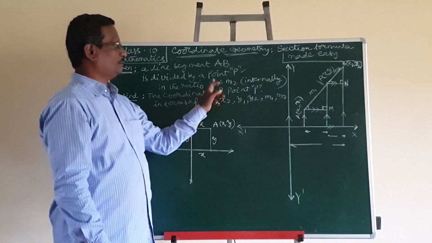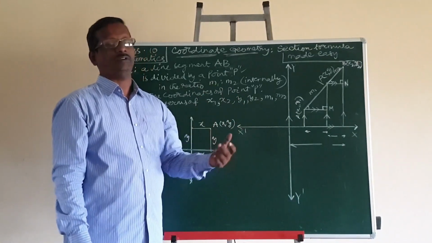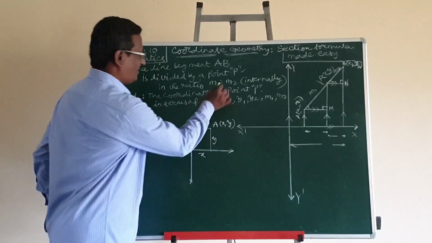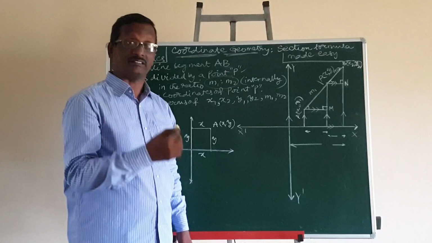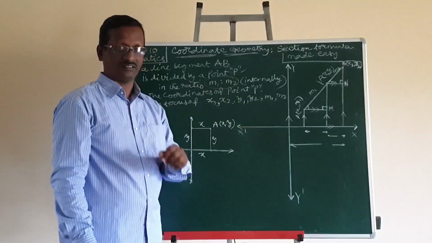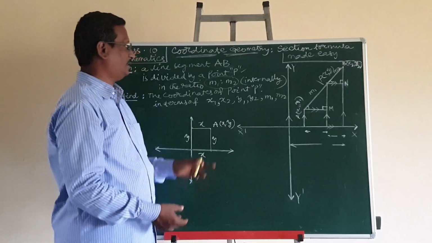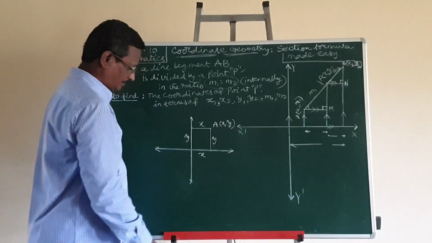Normally the ratio we can take is m is to n or m1 is to m2. Here I feel it is more convenient, easy, and easy to remember if we take m1 is to m2. This is the reason why I prefer to take m1 is to m2 than m is to n.